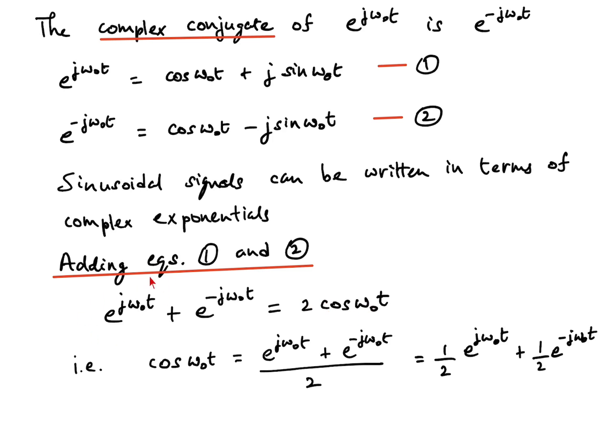So we have now 2 cosine omega naught t as e power j omega naught t plus e power minus j omega naught t. We can bring this 2 to the other side, to the denominator, and write cosine omega naught t as e power j omega naught t plus e power minus j omega naught t divided by 2. Or I can take that 2 as a separate factor and write it as half e power j omega naught t plus half e power minus j omega naught t. So by adding the complex exponential and its conjugate, we are able to represent cosine omega naught t in terms of the complex exponential signal.